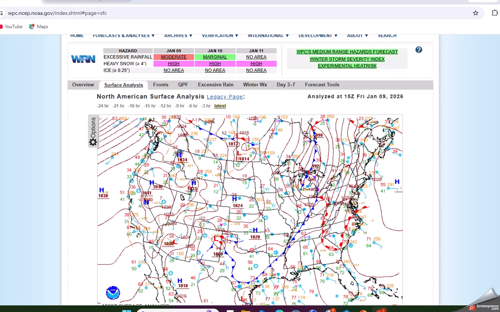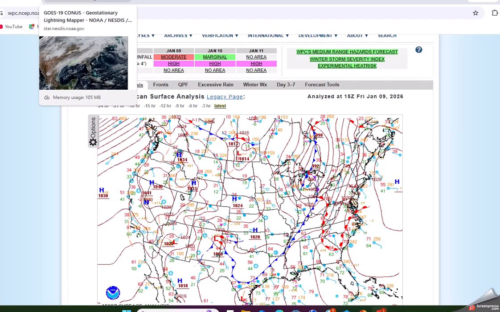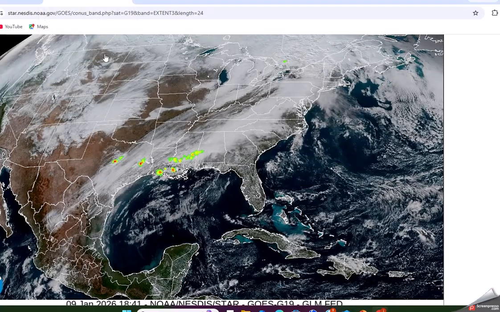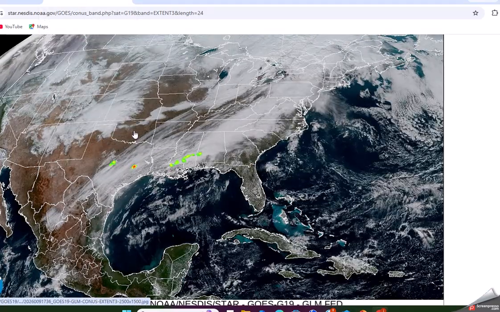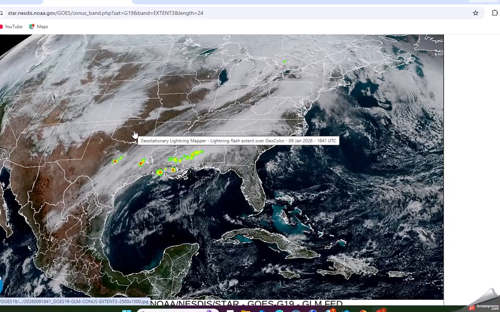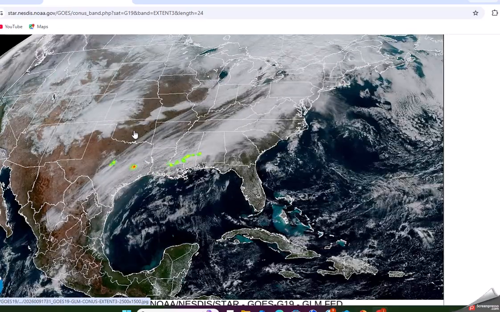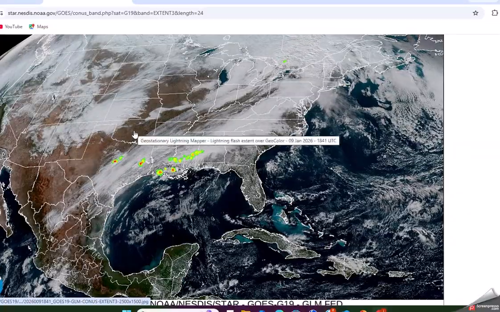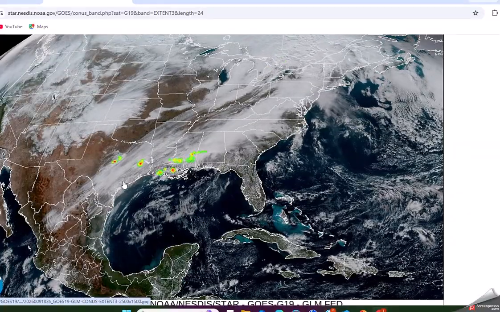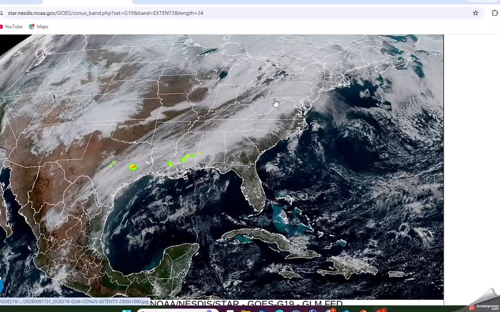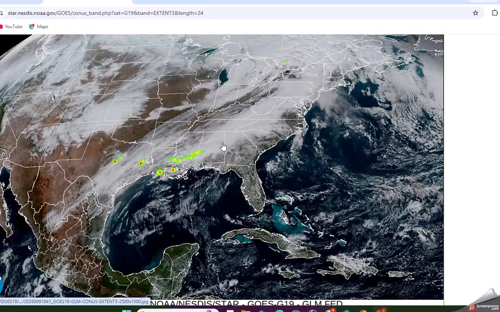So let's take a look now at observing the weather. One of the ways we observe the weather is we look at satellite images. And this is a satellite image that's currently happening right now of the continental United States. Notice there's clouds coming up here. That would be along that cold front we were looking at.